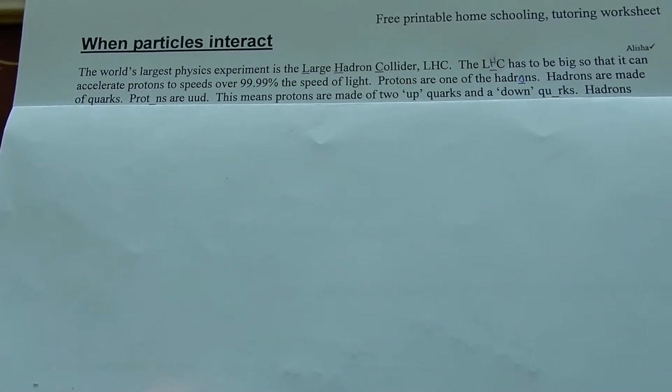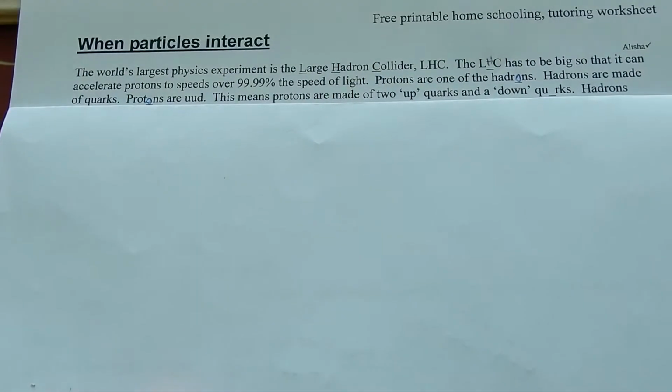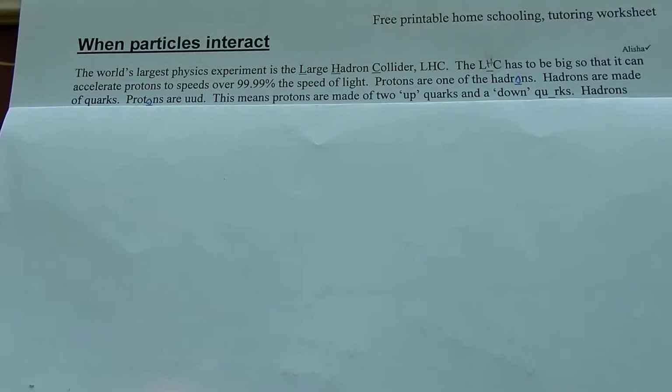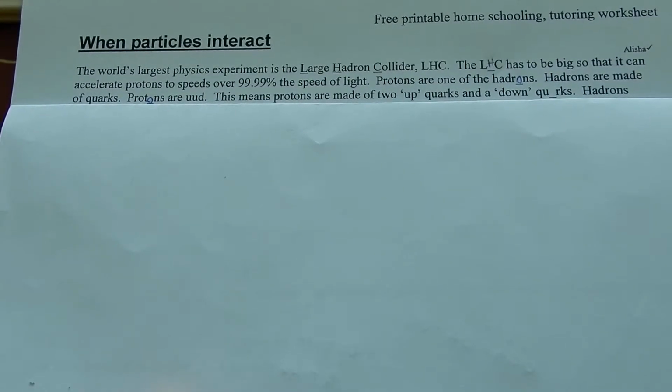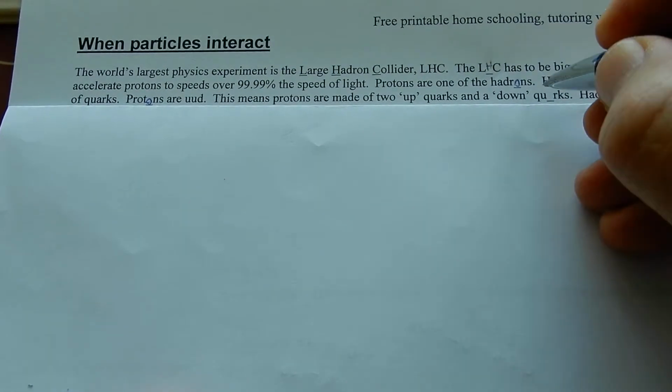It gets protons. Protons are one type of hadron, and it speeds them up and crashes them together. That's why it's a Large Hadron Collider. Protons are UUD with their quarks. This means protons are made up of two up quarks and a down quark.